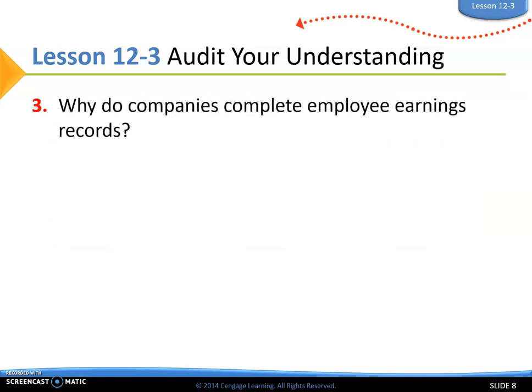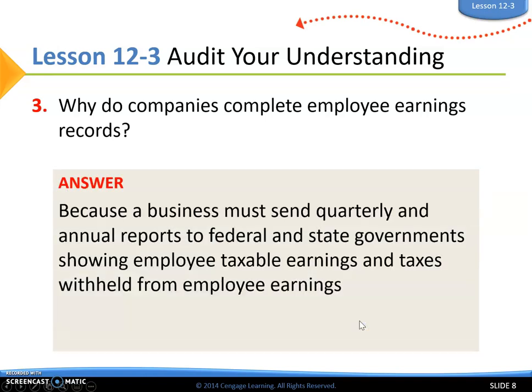Number 3, why do companies complete employee earnings records? Because a business must send quarterly and annual reports to the federal and state governments showing employee taxable earnings and taxes that are withheld from the employee earnings. So these are reports that we will need to send in.